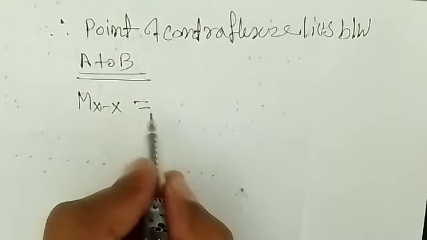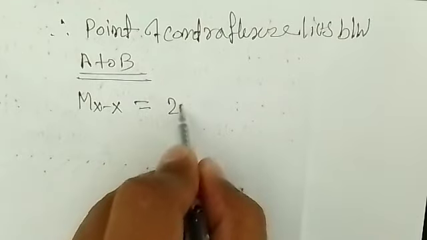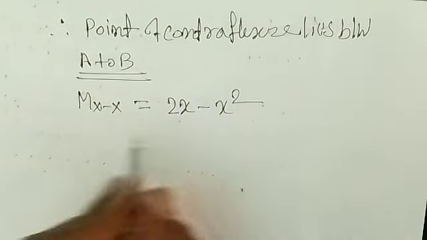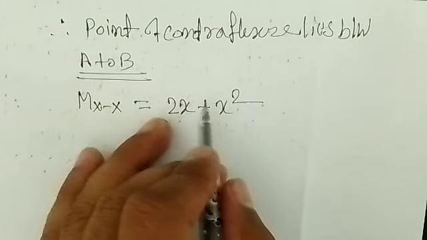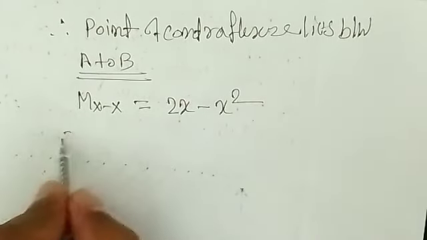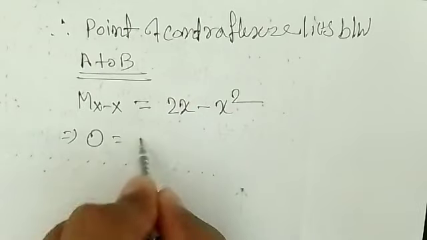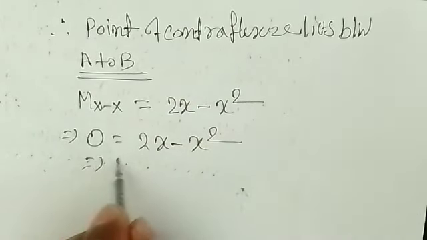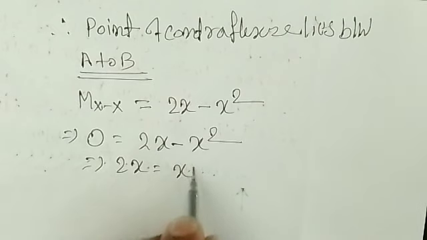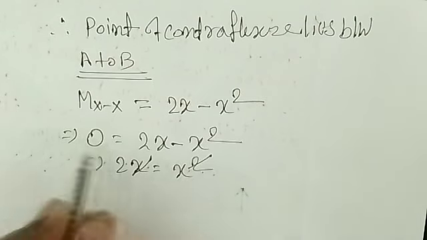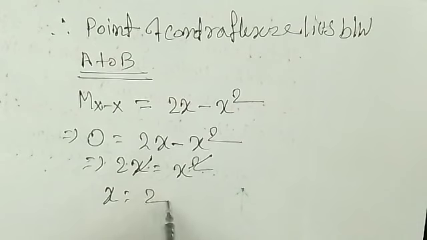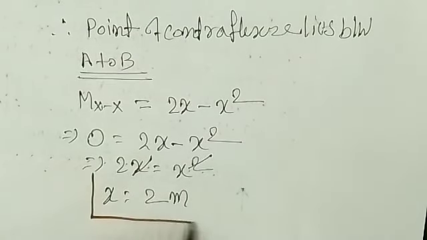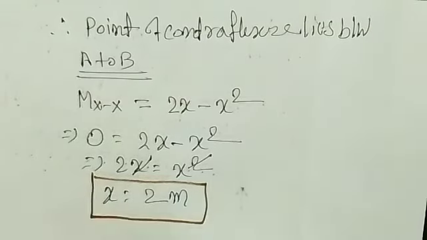Mxx is nothing but 2x minus x square, right? So when the bending moment becomes 0, it means 0 is equal to 2x minus x square. So you can say 2x is equal to x square. One x will get cancelled, which means x is equal to 2 meter, right? So the point of contraflexure is at a distance of 2 meter from A, right?